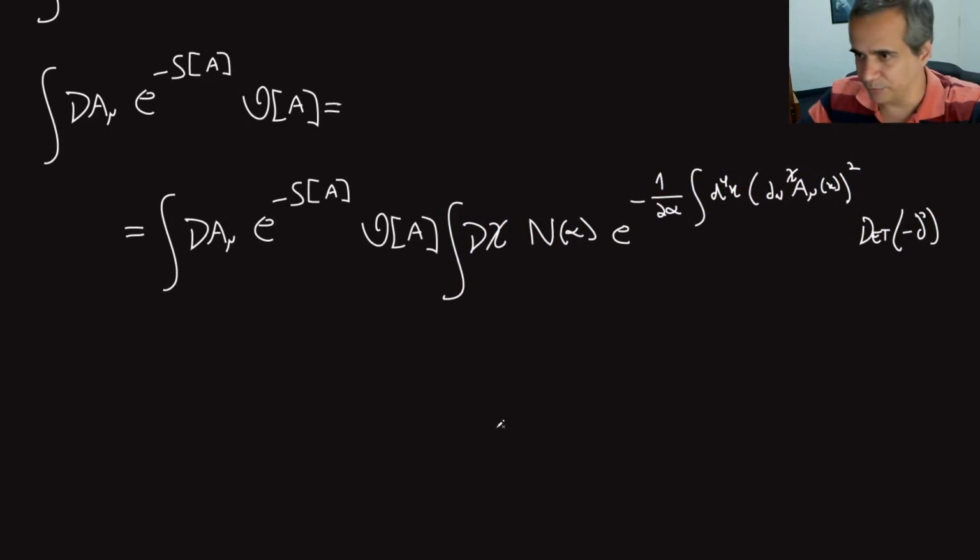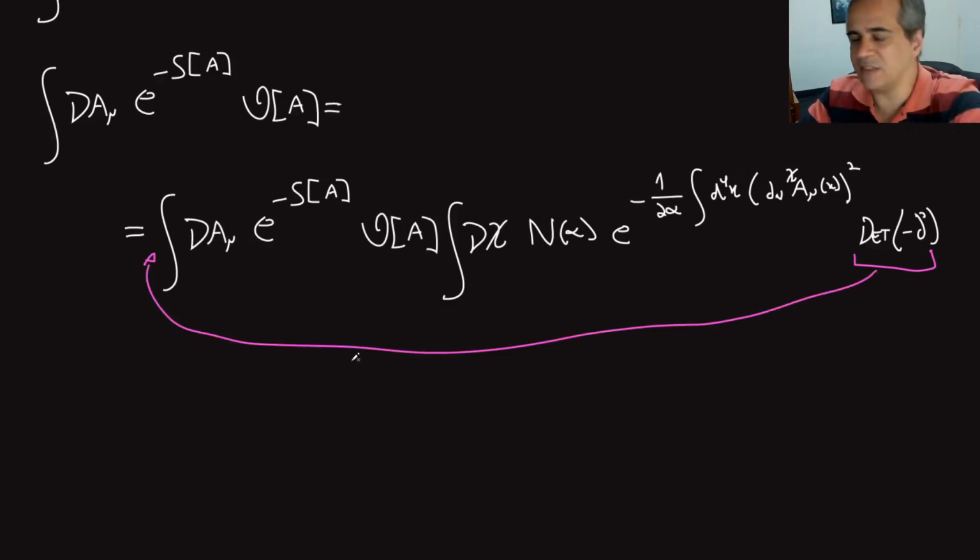Now what can I do? Well, there's a few interesting things I can do here. The first one is that I can take, and this is very important now, that's a very important point, this determinant does not depend on chi, nor does it depend on A. So I can bring it all the way out here.